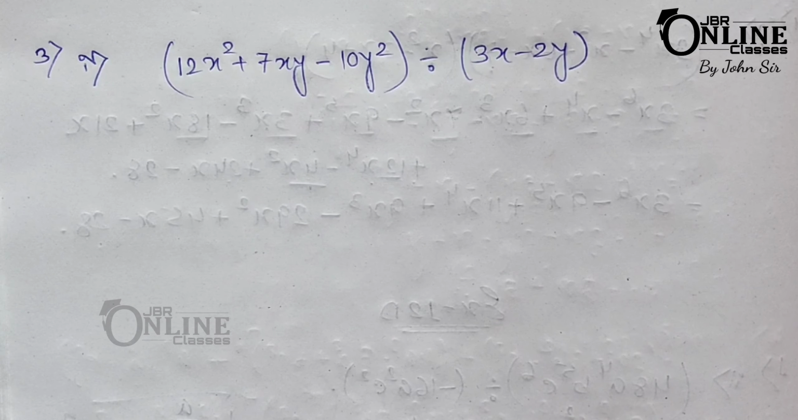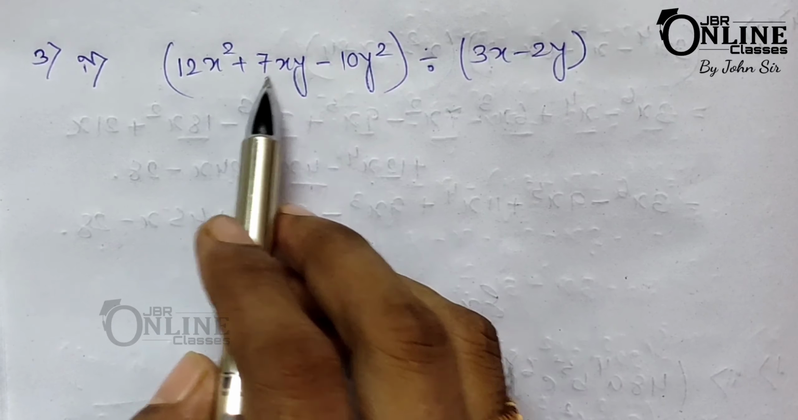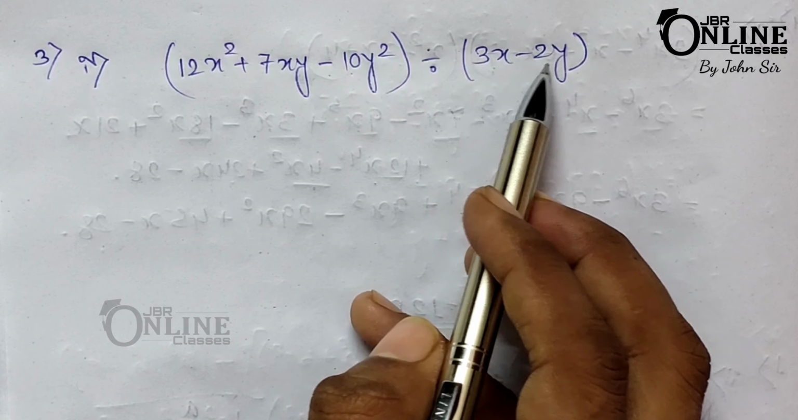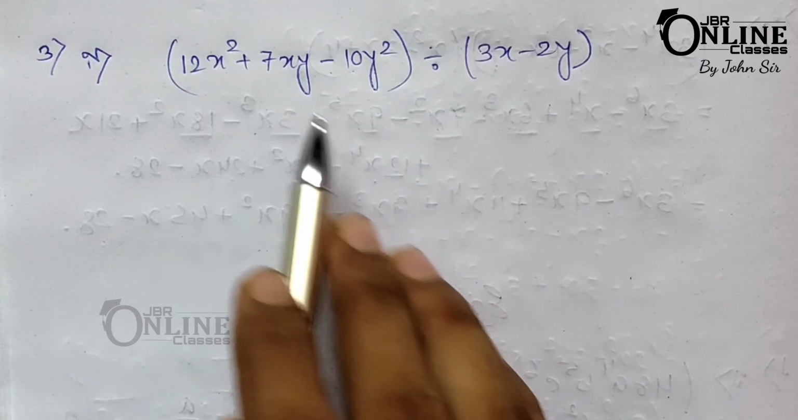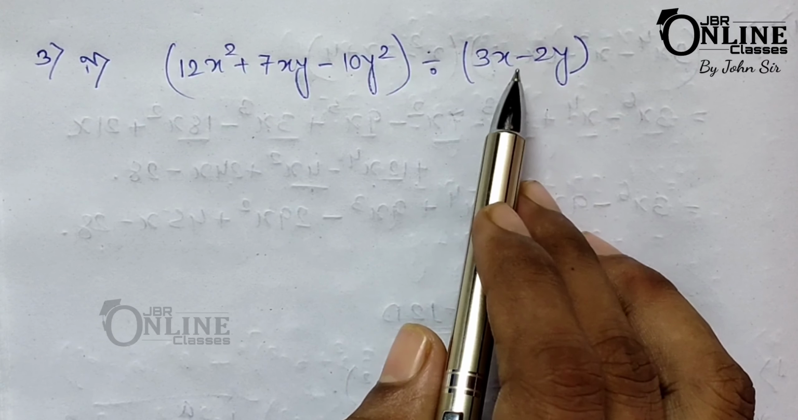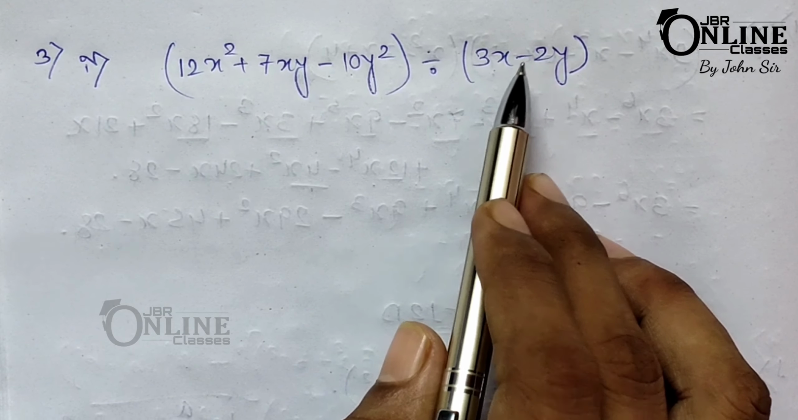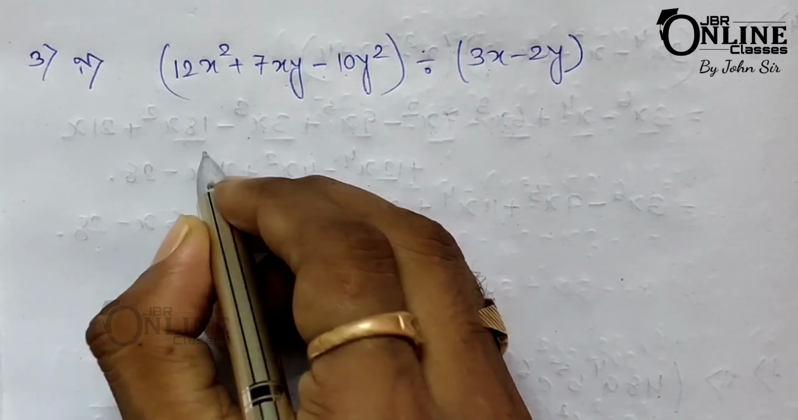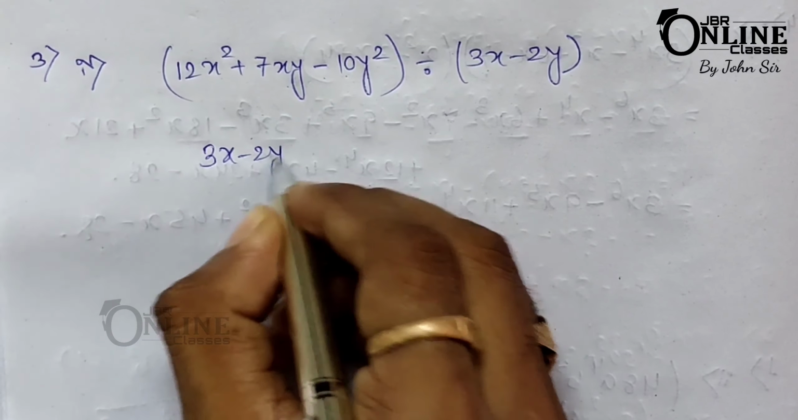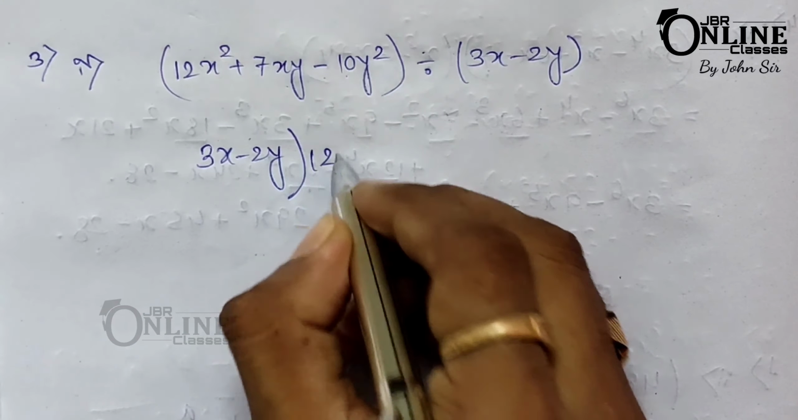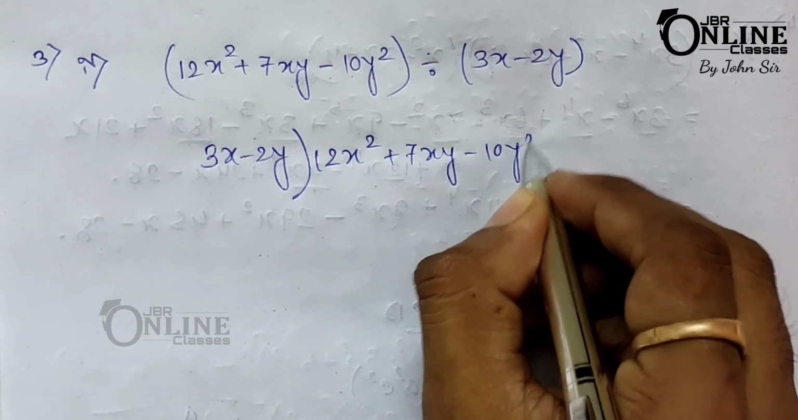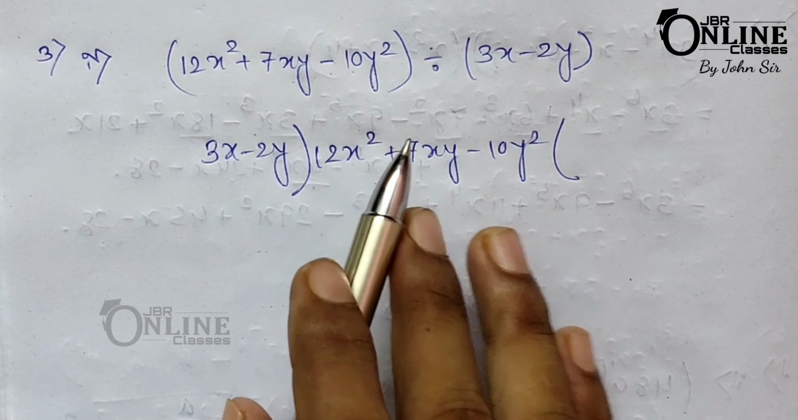Okay, so now divide 12x square plus 7xy minus 10y square by 3x minus 2y. So that means these expressions are not monomials. In that case, you have to divide by the normal division method. So here first write down 3x minus 2y, and it's divided into 12x square plus 7xy minus 10y square. Okay, so that is the normal division method.